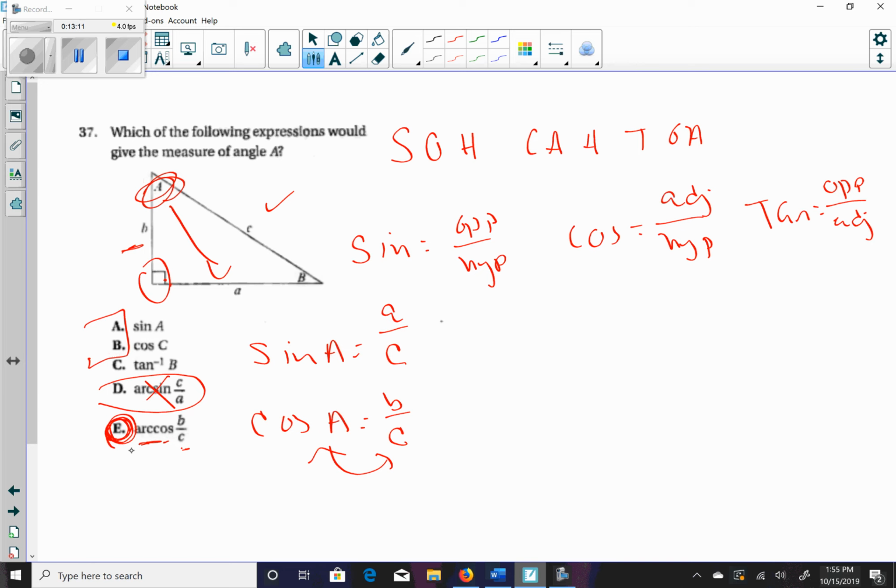Again, if you haven't done this in geometry, you probably wouldn't be familiar with that, and that's okay. You would just make a guess, but know that you'll eventually get there.